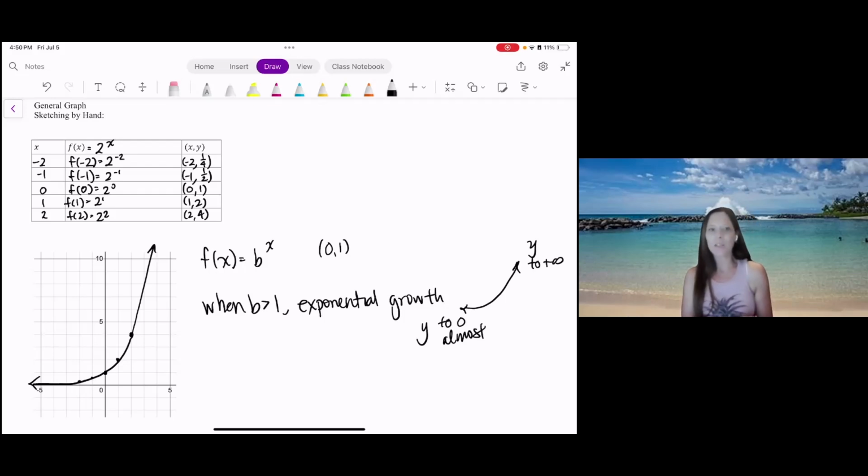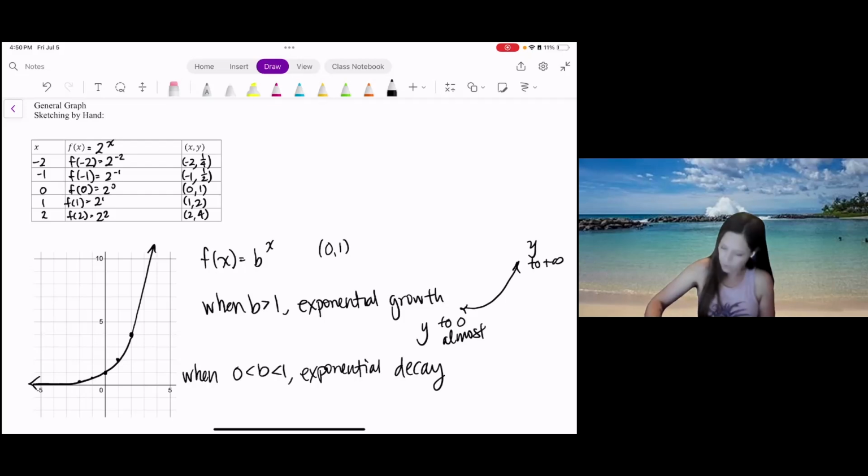If you had exponential decay, when your b is between 0 and 1, when you have a fraction that's less than 1, your graph is decreasing. We call that exponential decay. Your graph is going to basically reflect over the y-axis, and it's going to decrease as you get towards positive x's. Y goes to 0 almost. And as you go to negative x's, y goes to positive infinity.